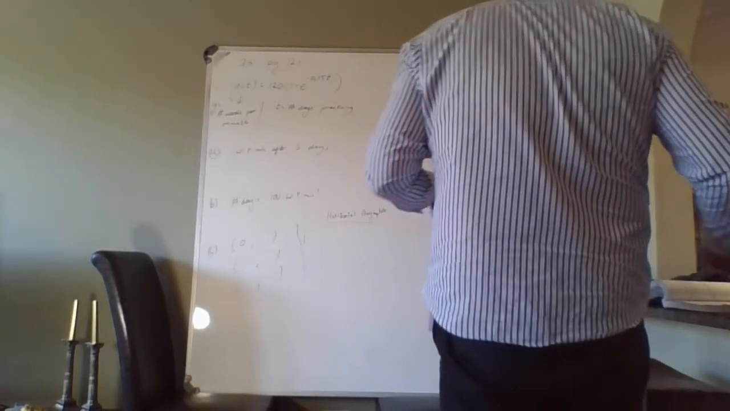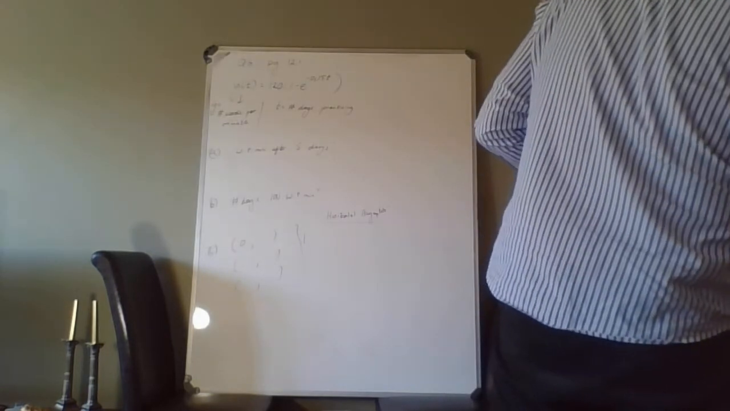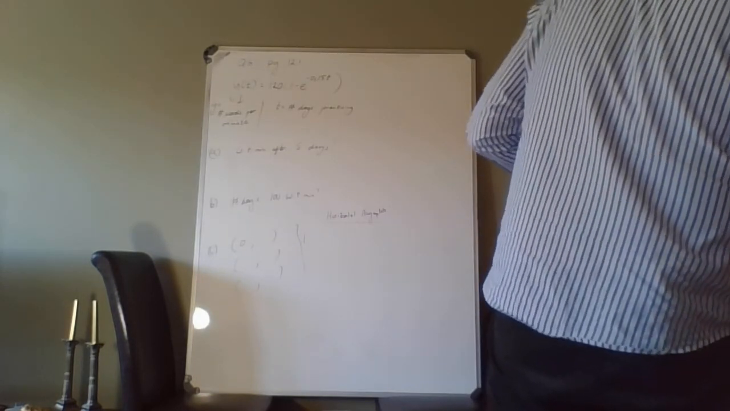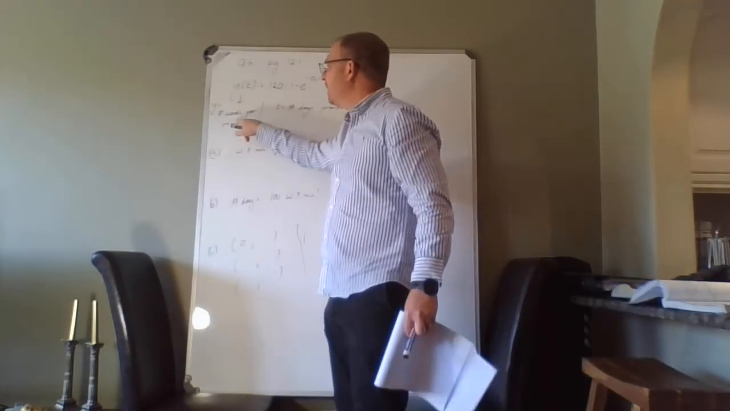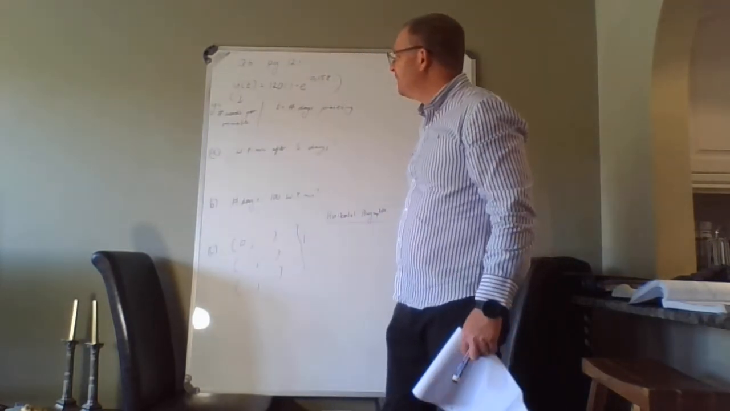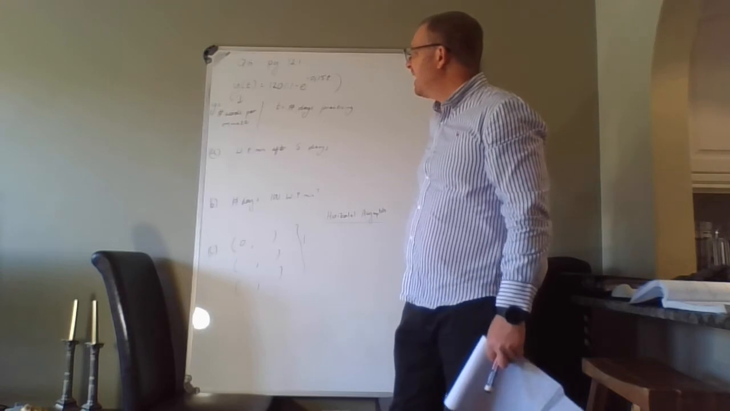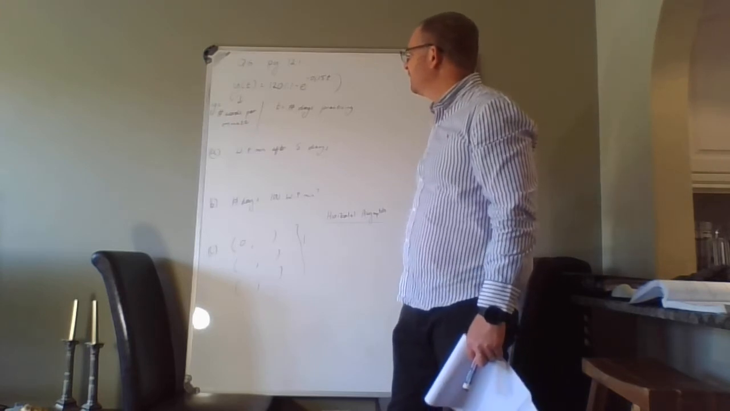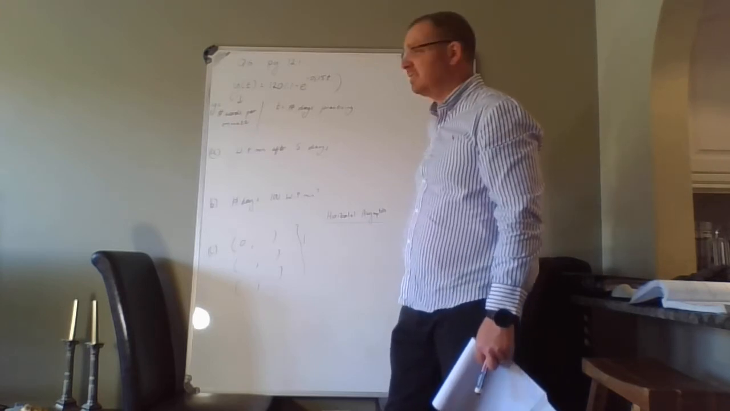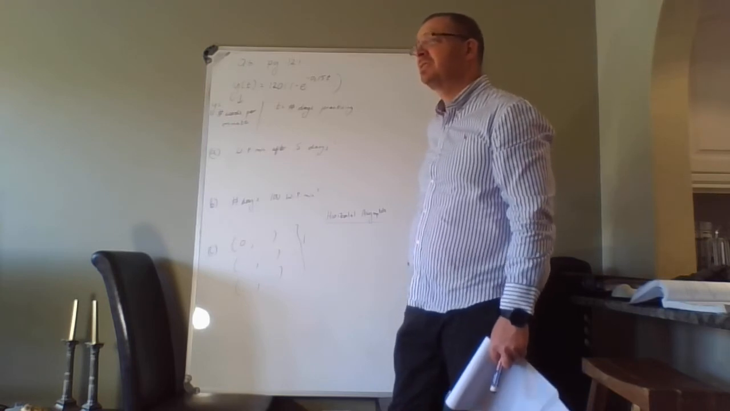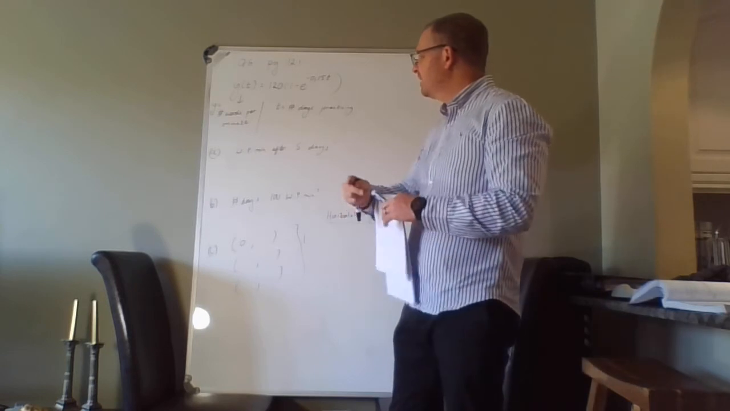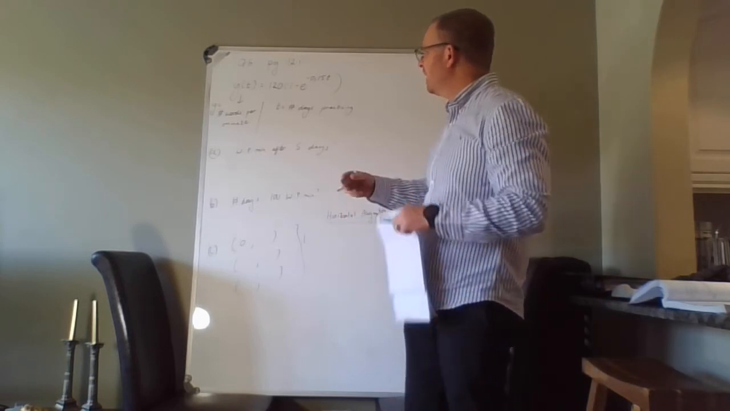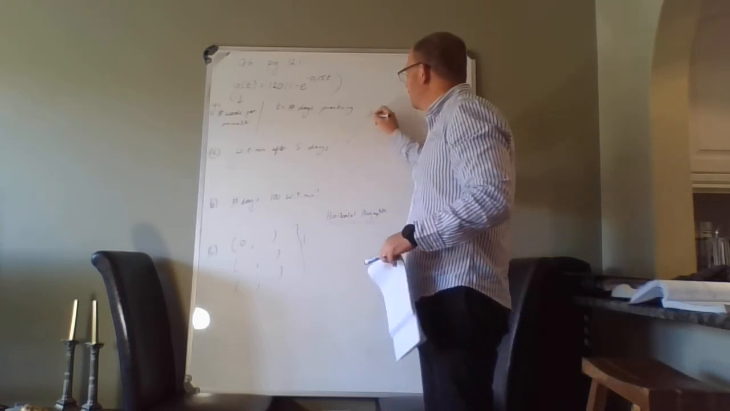Last video question of the term. The question says you're given a formula for how many words per minute somebody can type, and T is the number of days they've been practicing. So obviously the number of words per minute is related to how many days they practice. The first question says, how many words per minute will they be able to type after 5 days?